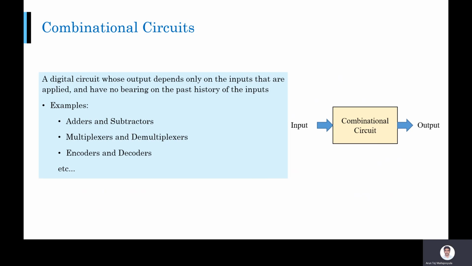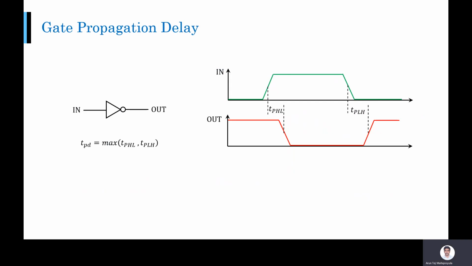Now we know what are combinational circuits. I'm just very quickly recalling. It's a digital circuit whose output depends only on the inputs that are applied, and it has no bearing on the past history of inputs. Whatever is the present input, your output will depend on just that. So these are some examples: adders, subtractors, multiplexers, decoders, encoders, demultiplexers, and so on. We will look at some types of adders in this lecture.